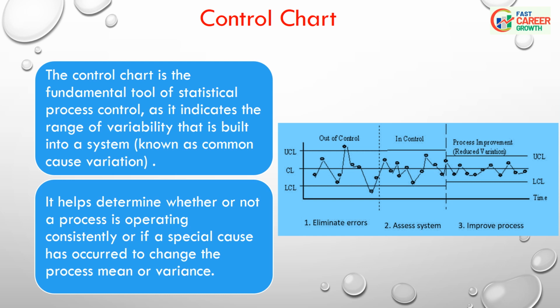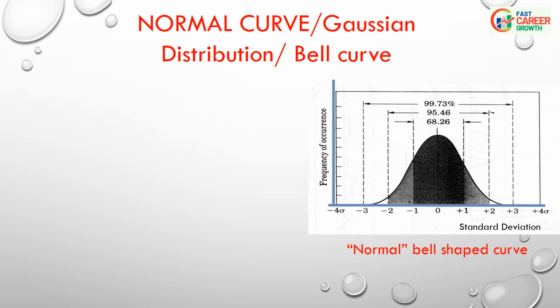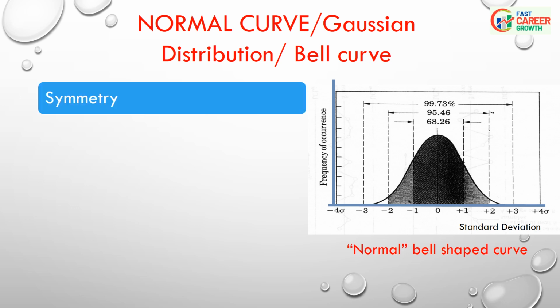Next is, what is the normal curve? The normal curve, also known as the Gaussian distribution or the bell curve, is a fundamental probability distribution with several key characteristics. First characteristic is symmetry. The normal curve is perfectly symmetrical. If you were to draw a vertical line through the center of the curve, the mean, the 2 halves on either side would be mirror images of each other. This means that the data is equally distributed around the mean.